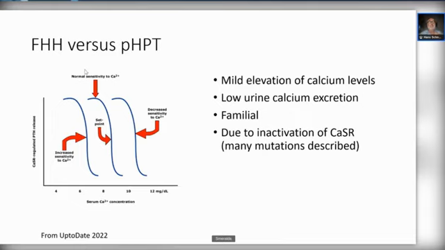Then you have what is called autosomal dominant hypocalcemia of infancy. Now, these patients have mild elevation of calcium, and typically they do not need intervention. You can differentiate them from primary hyperparathyroidism not with the PTH level, because the PTH level can be normal or mildly elevated, but the urine calcium is typically very low. So they have a low urine calcium over creatinine ratio. The next slide, please.